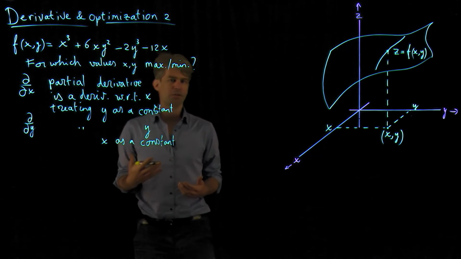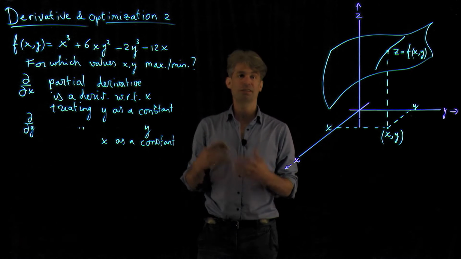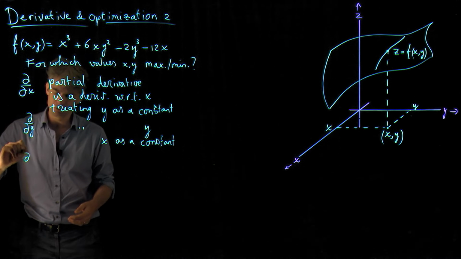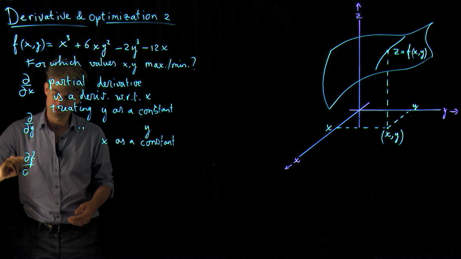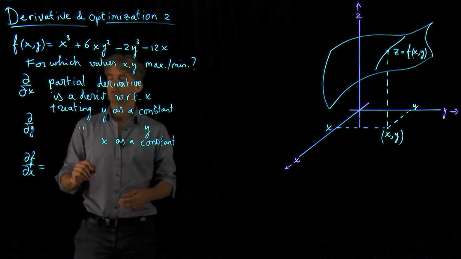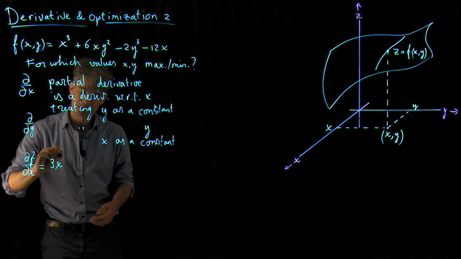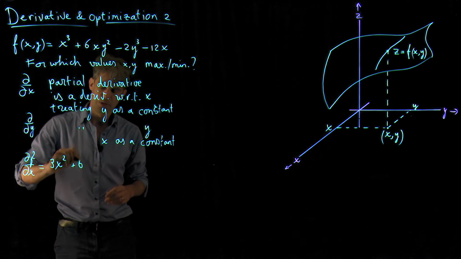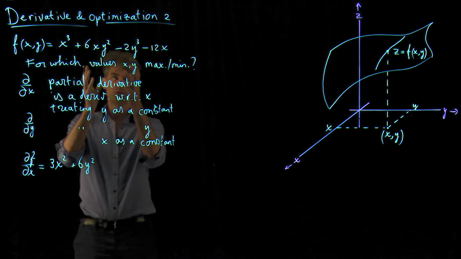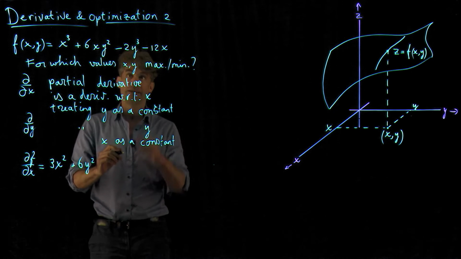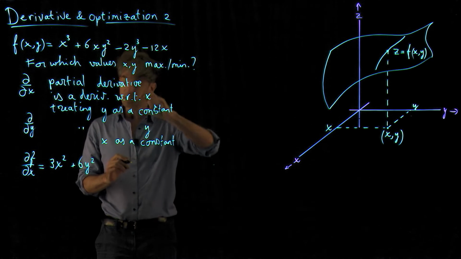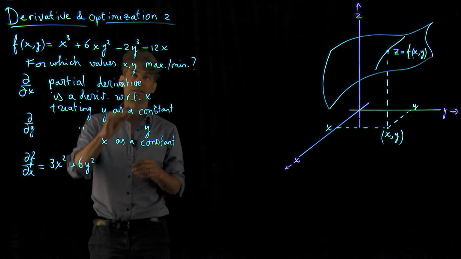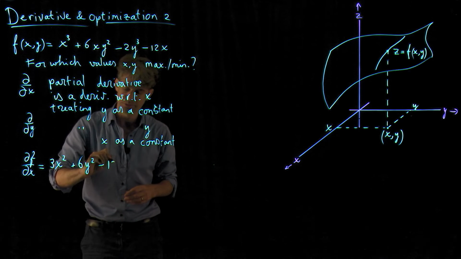Okay, so actually computing derivatives like this is pretty straightforward. Let's do this as an example. So the partial derivative of f with respect to x equals 3x squared plus 6y squared. You see, we just treat y as a constant, and therefore this term vanishes if we take a derivative with respect to x, and this one is minus 12.